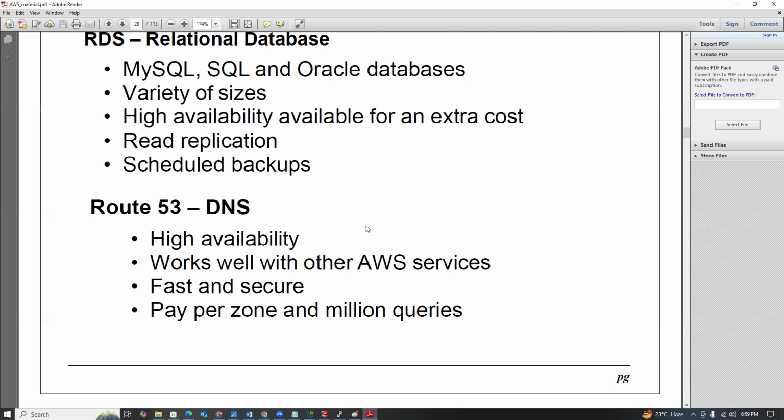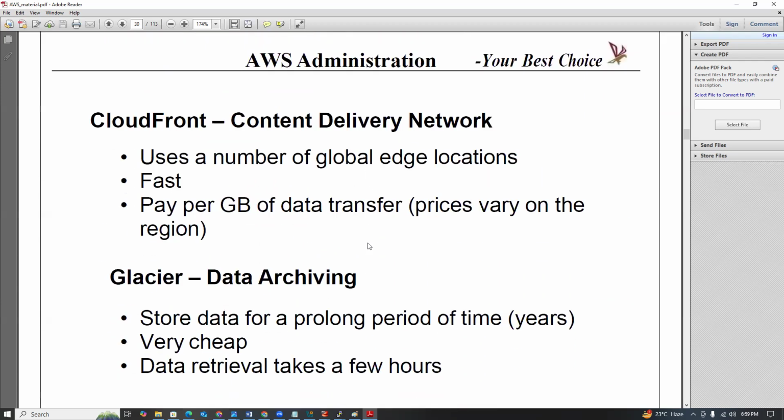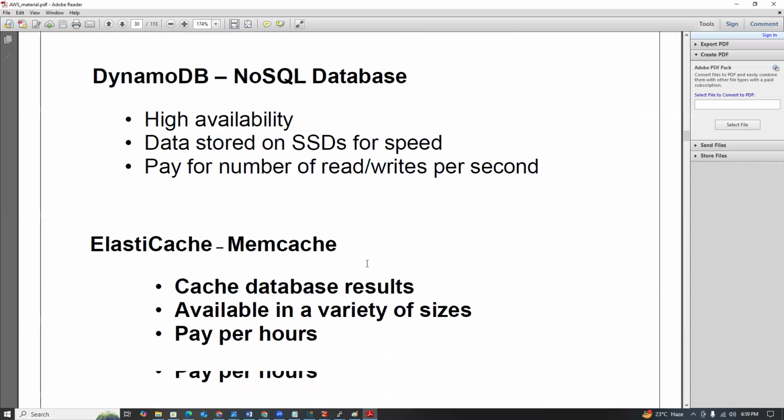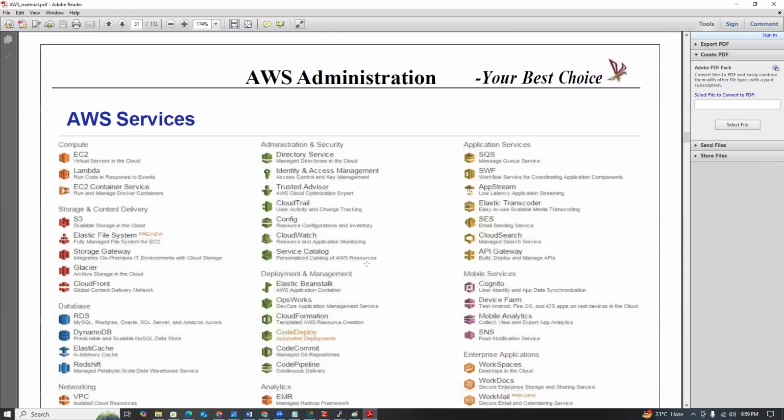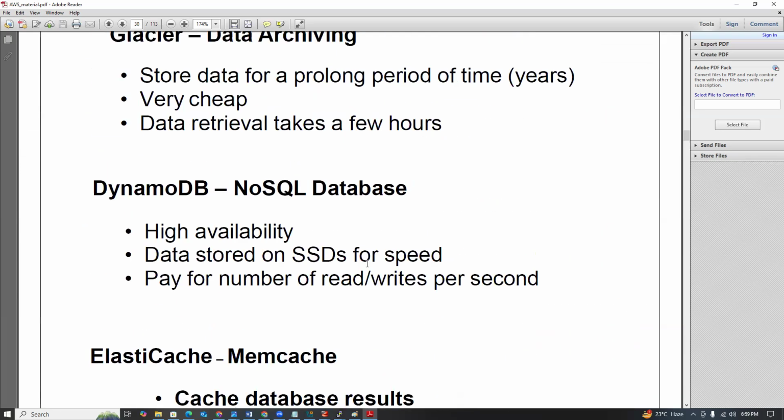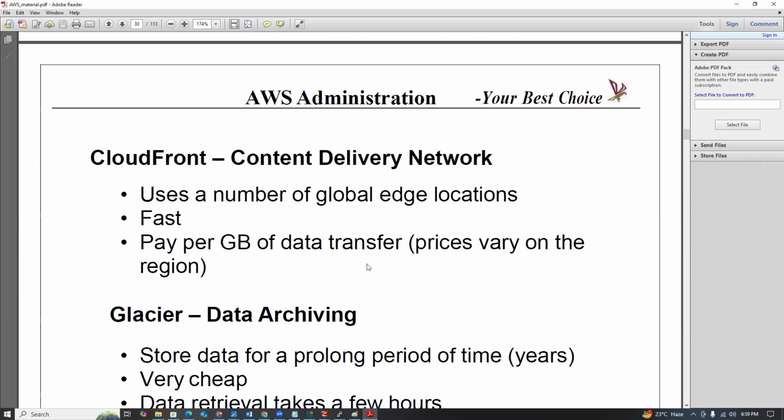Okay. So high availability works well with other AWS services, fast and secure, pay per zone and per million queries. CloudFront is a content delivery network that uses a number of global edge locations, fast, pay per GB for data transfer. Glacier is for data archiving, then DynamoDB, ElastiCache. These are all services. Glacier is the storage service, cheaper storage.